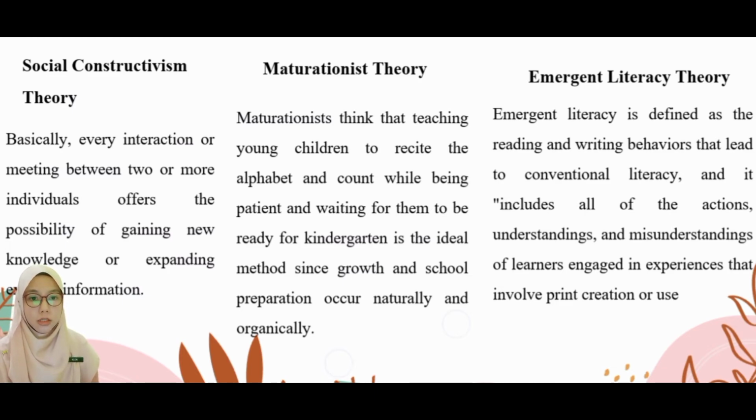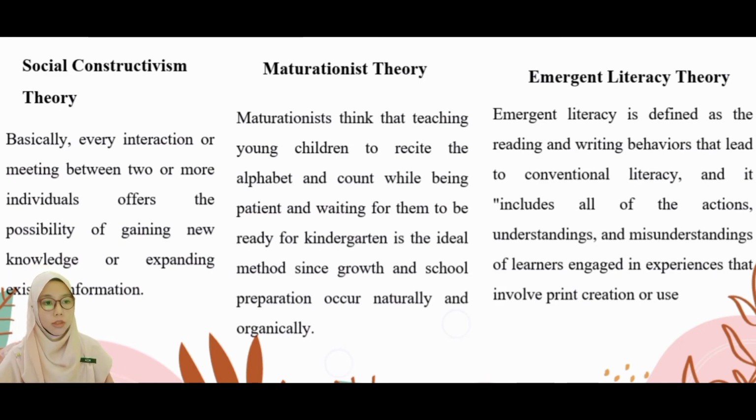The second one is maturational theory. Maturational theory holds that teaching young children to recite the alphabet and count while being patient and waiting for them to be ready for kindergarten is the ideal method, since growing and school preparation occur naturally and organically.